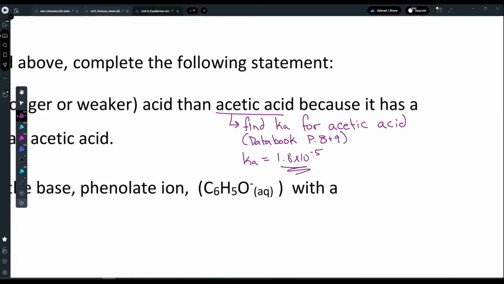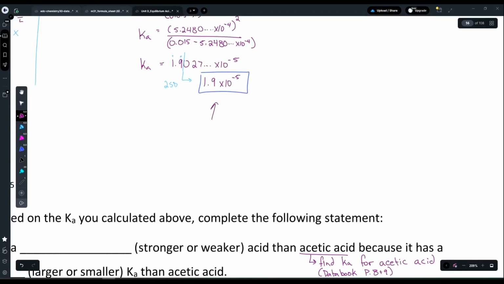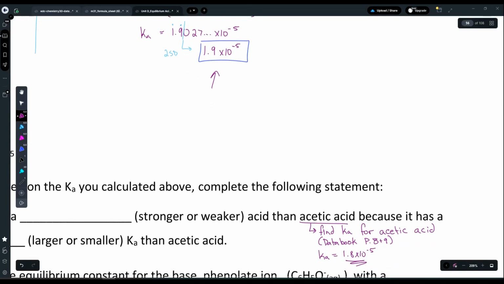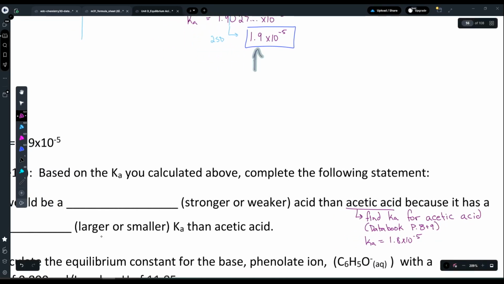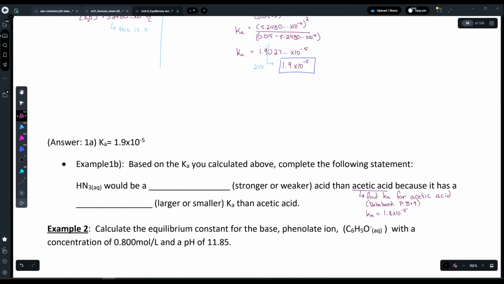So if we compare this with the number that we got, both of them are raised to the same exponent, negative 5. But the Ka for hydrazoic acid is larger because it's 1.9 times 10 to the power of negative 5, compared to the Ka for acetic acid, that's 1.8 times 10 to the power of negative 5. Okay, so what you need to understand is the larger the Ka value you have for an acid, the stronger the acid is going to be.